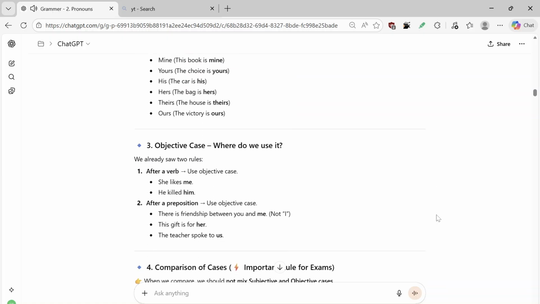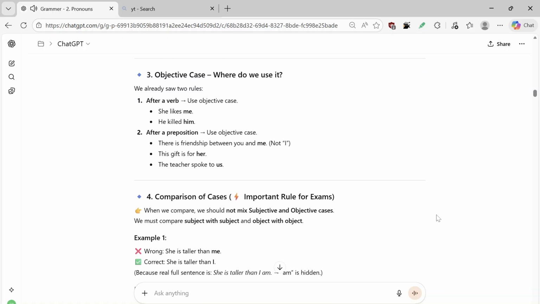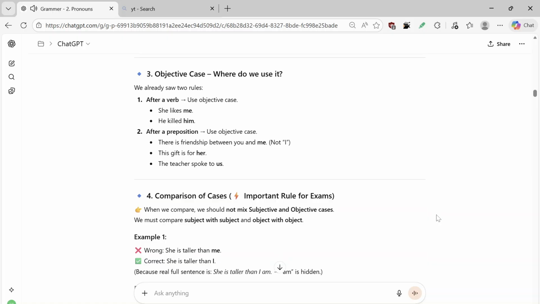Number 3. Objective case. Where do we use it? We already saw two rules. 1. After a verb, use objective case. She likes me, he killed him. 2. After a preposition, use objective case. There is friendship between you and me, not I. This gift is for her. The teacher spoke to us.